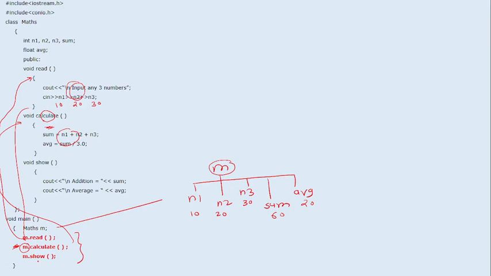At the end of the function it comes back, and m dot show goes to execute show, addition equal to sum. This sum it will consider from m because we are calling this with respect to m. Let's say m dot read, m dot calculate and m dot show.